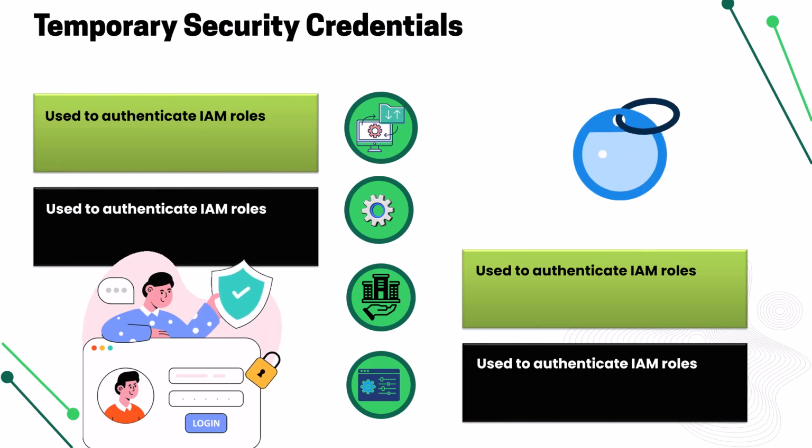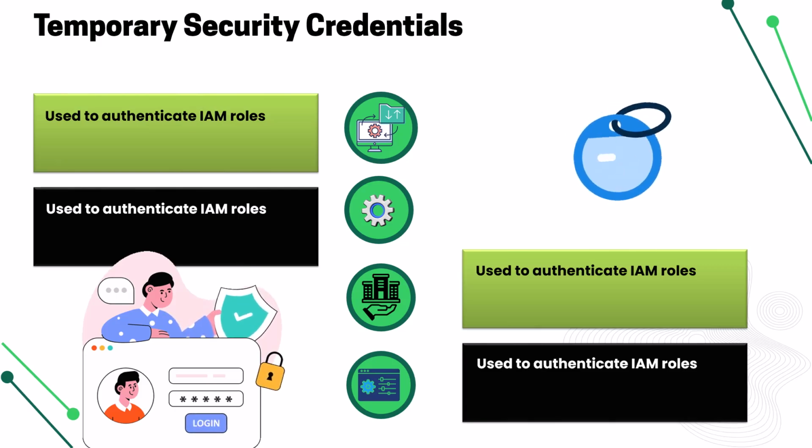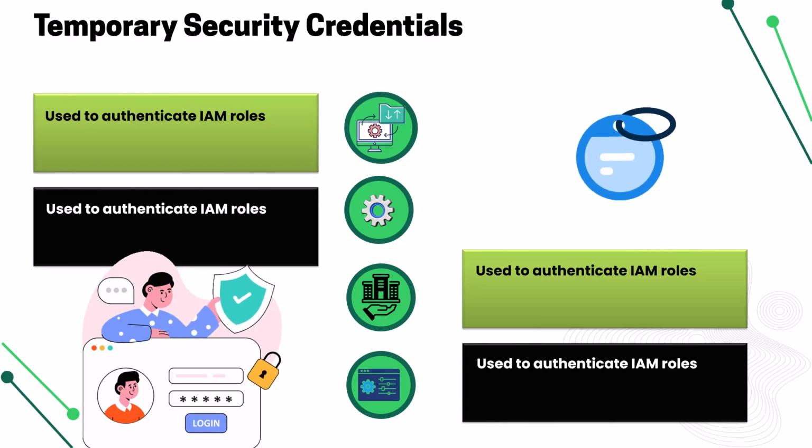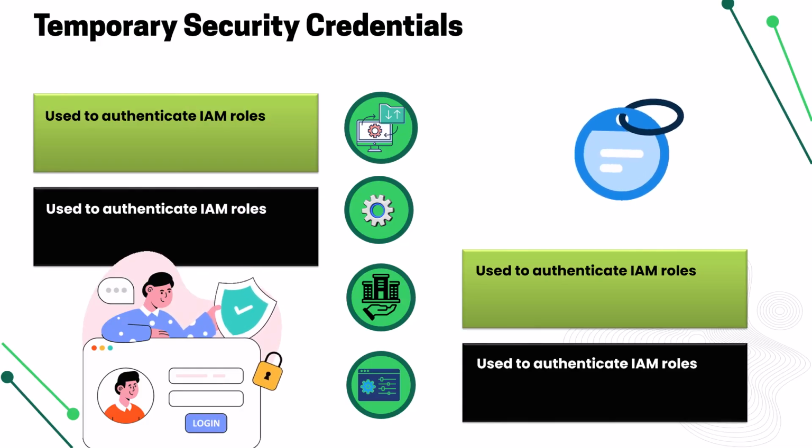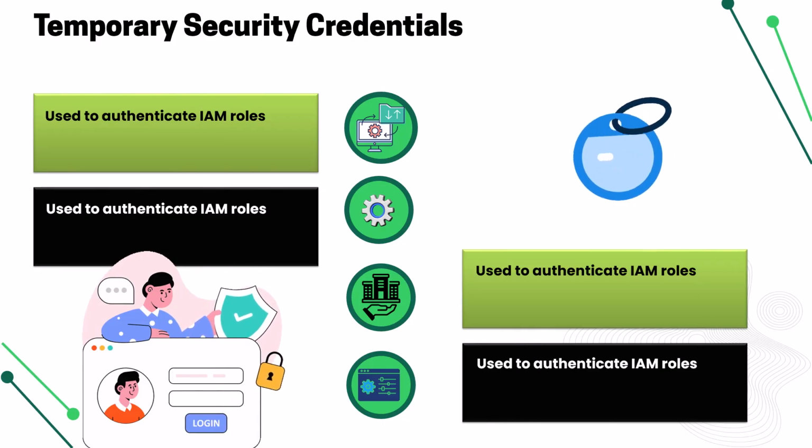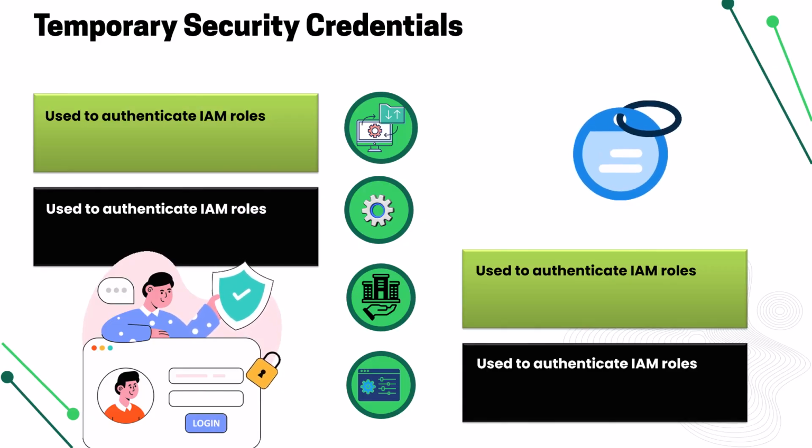Think of temporary security credentials like a one-time password, valid for a short while and then gone. AWS generates these using STS, ensuring entities only have access for the time needed. This way, even if someone tries to misuse them, they won't last long enough for any damage. It's like having a Mission Impossible style self-destructing pass.